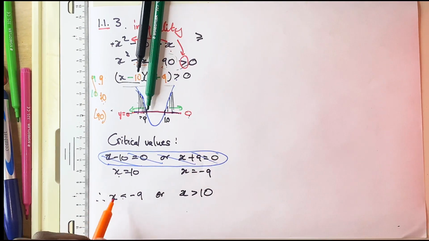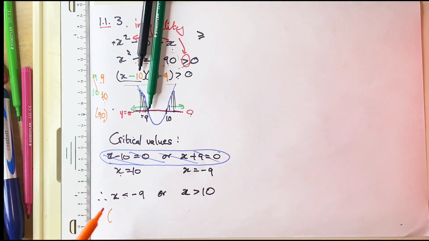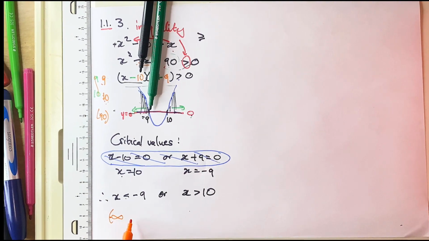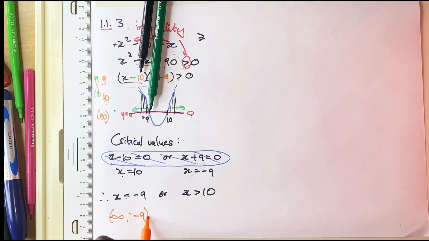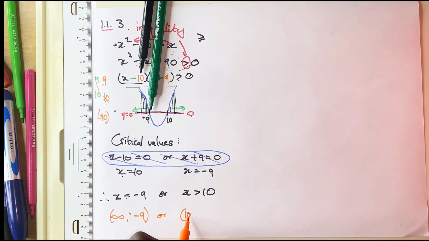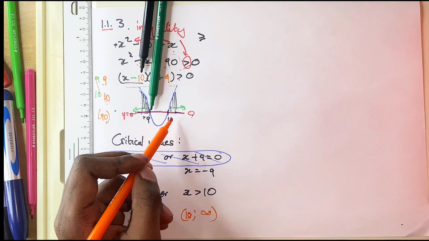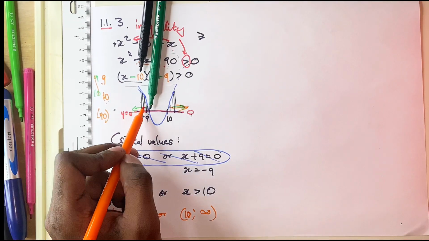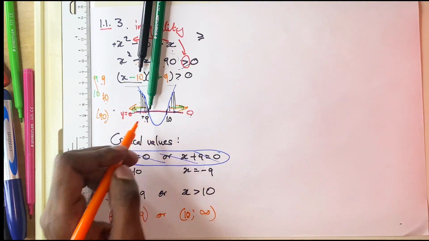Another way you can write it is to say, okay, our x value goes from negative infinity until negative 9, or our x values go from 10 to infinity, because it goes from 10 all the way until infinity.